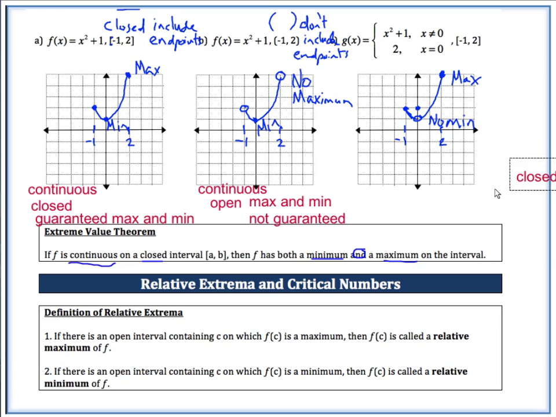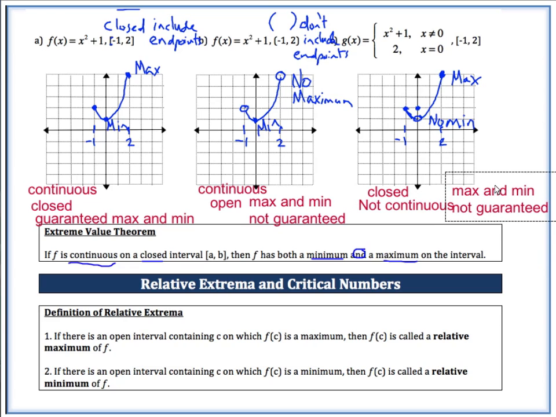And in our third example, it is on a closed interval, but in this case it is not continuous because we had the removable discontinuity. So again, the max and the min were not guaranteed for this one, and we didn't have a minimum.